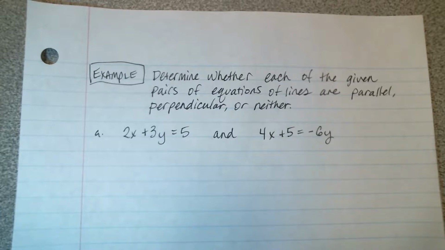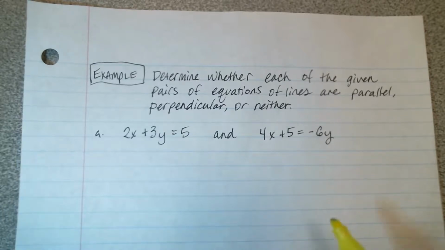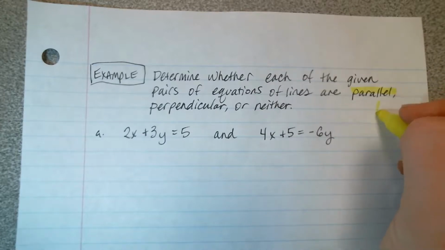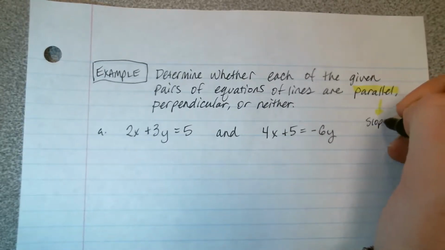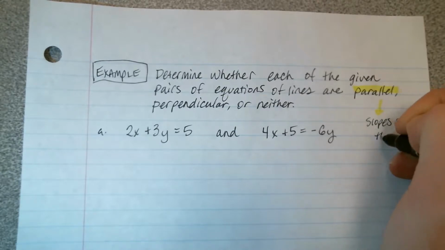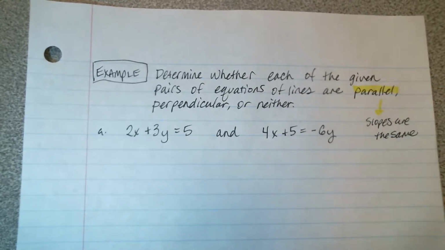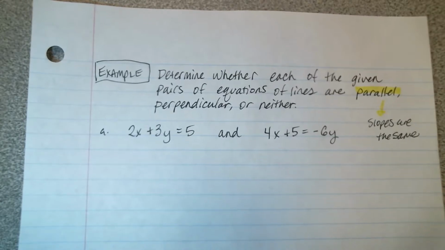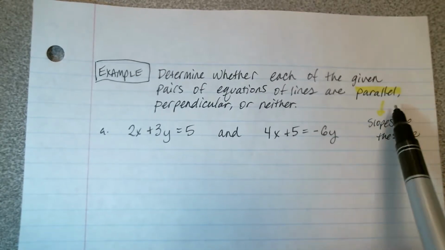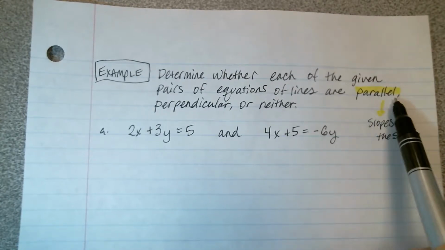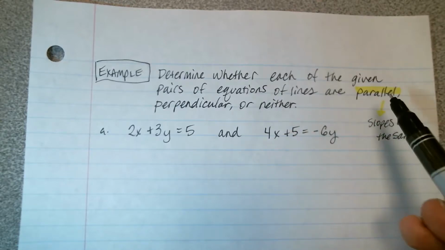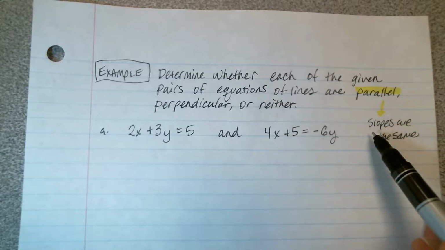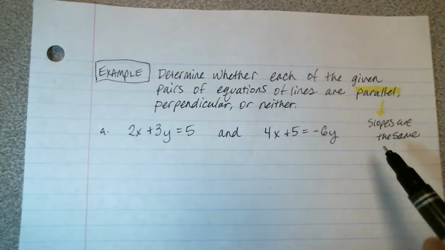So speaking of that, what does it mean for lines to be parallel? This one's a pretty simple definition. The slopes are the same. Right? So parallel lines are most often recognized because they're two lines that when you graph them, they never ever intersect. And the only way that that's going to happen is if the slopes are the same.